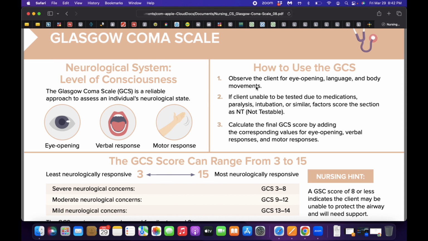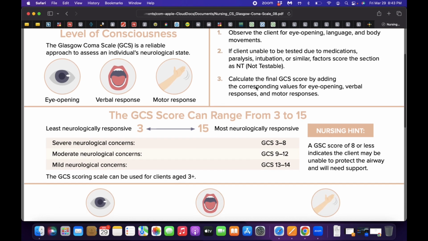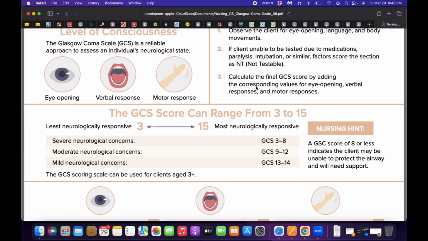How to use the GCS. Number one, observe the client for eye opening, language, and body movements. Number two, if the client is unable to be tested due to medications, paralysis, intubation, or similar factors, score the section as not testable. Number three, calculate the final GCS score by adding the corresponding values for the eye opening, verbal responses, and motor responses. The GCS score can range from 3 to 15: 3 is least neurologically responsive and 15 is most neurologically responsive.